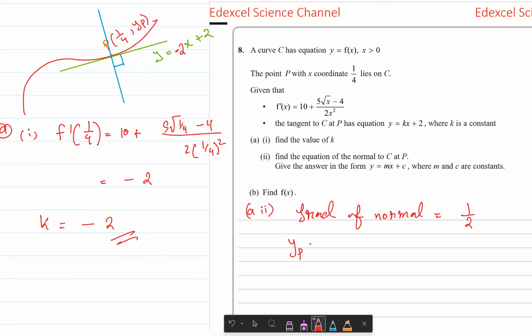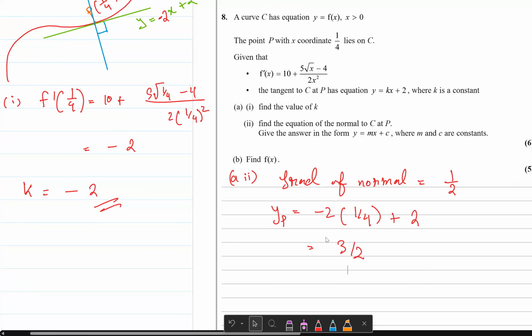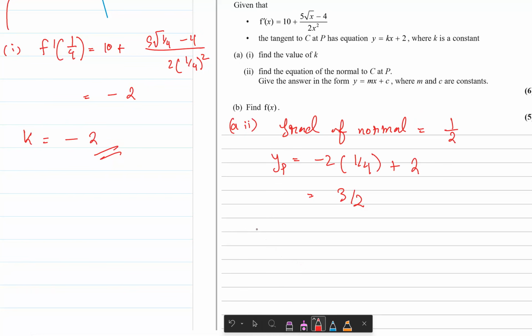So I can say y_P is -2 times 1 over 4 added with 2, and it will give me 3 over 2. That is the y coordinate of point P. So the equation of the normal is basically y minus y1 equals gradient times x minus x1.